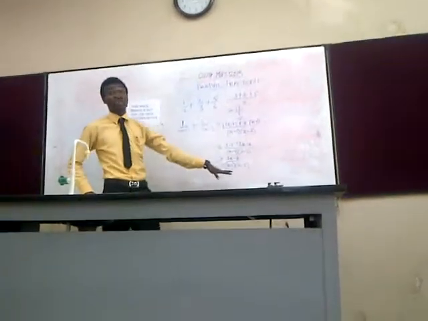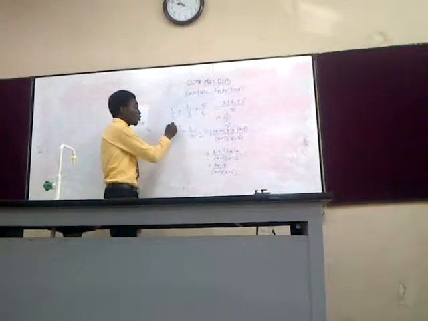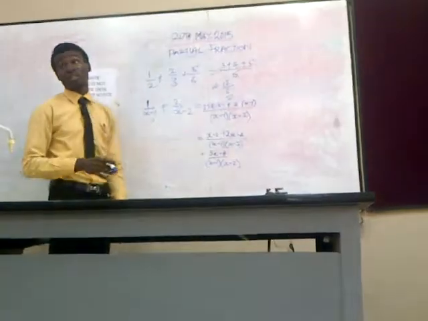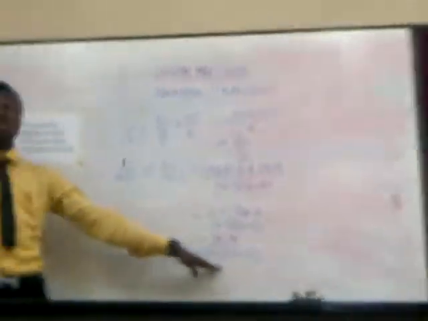The reverse rule of resolving into partial fraction is a very simple concept. These two fractions at the left-hand side are called the partial fractions of this compound fraction we have resolved it into. Am I clear? Yes, sir.